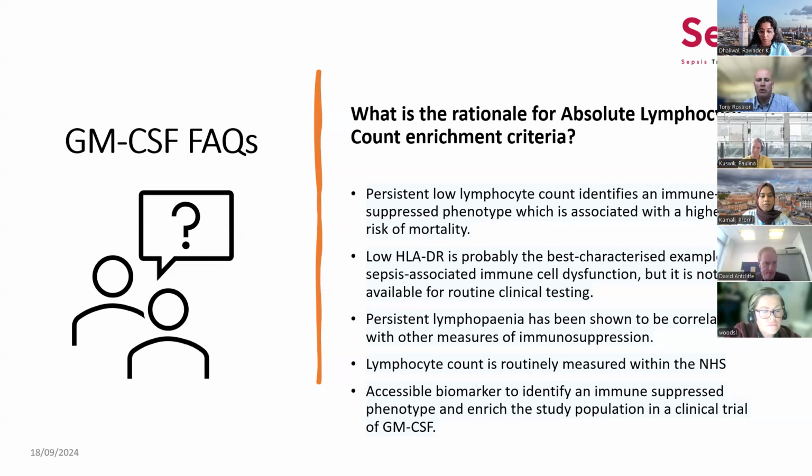Persistent lymphopenia has been shown to be correlated with measures such as monocyte HLA-DR, and it is routinely measured as part of the white cell count differential within the NHS. So the rationale for its use is because it's an accessible biomarker to identify an immune suppressed phenotype, which further enriches the study population in addition to the requirement for level 3 support on critical care. Next slide, please.